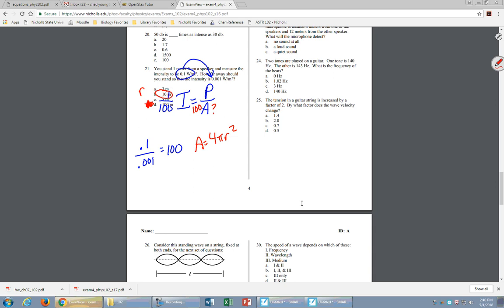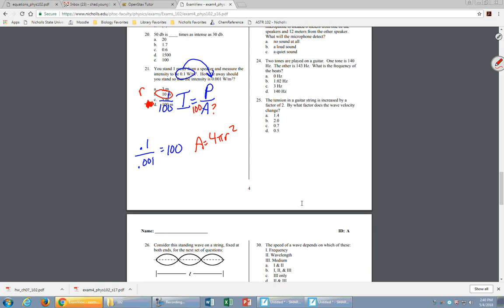So if I want to increase my area by a factor of 100, I increase my radius by a factor of 10, because it's squared. And that's what I'm doing. I'm going from 1 meter to 10 meters. So I've increased my radius by a factor of 10. Let's write that out again.